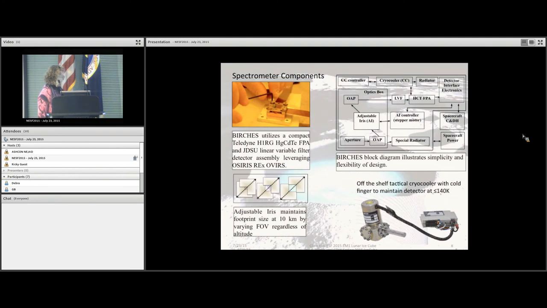And other components include the Teledyne H1RG HgCdTe detector with a linear variable filter assembly. And this is a schematic of the adjustable iris that maintains our spot size at 10 kilometers regardless of altitude. This is a point spectrometer.